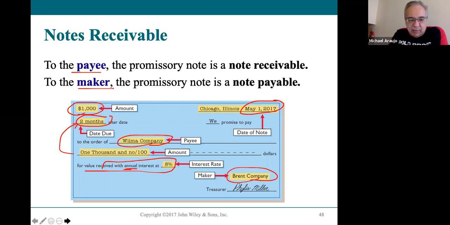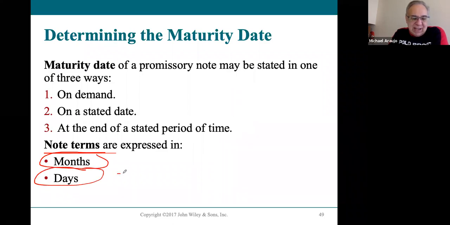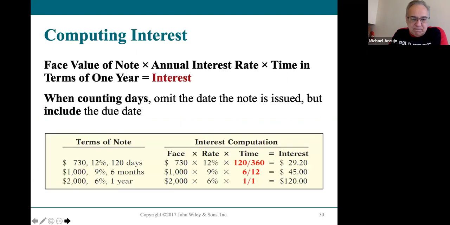So let's see how that plays out. Okay. So notes, by the way, are either going to be expressed in terms of months, which you just saw. Some notes are expressed in days. And if they are expressed in days, they go in 30-day increments, 30, 60, 90, 120, etc. So they assume a 30-day month, and that means they are assuming a 360-day year if the note is in days.